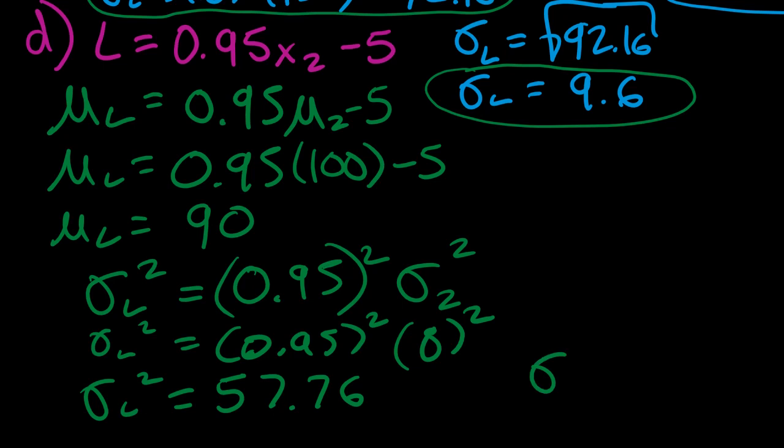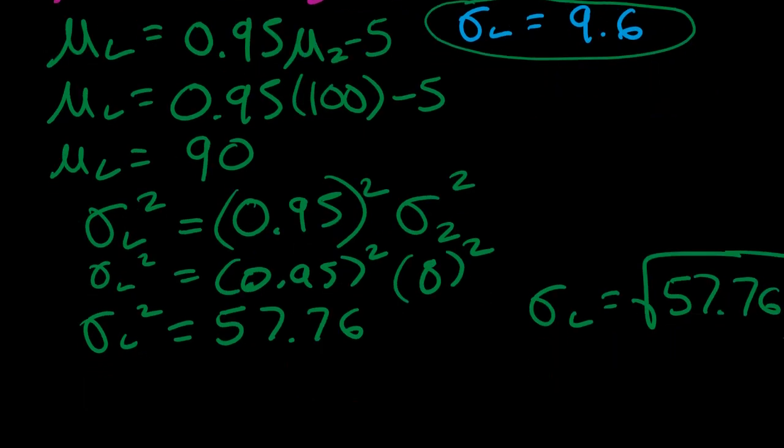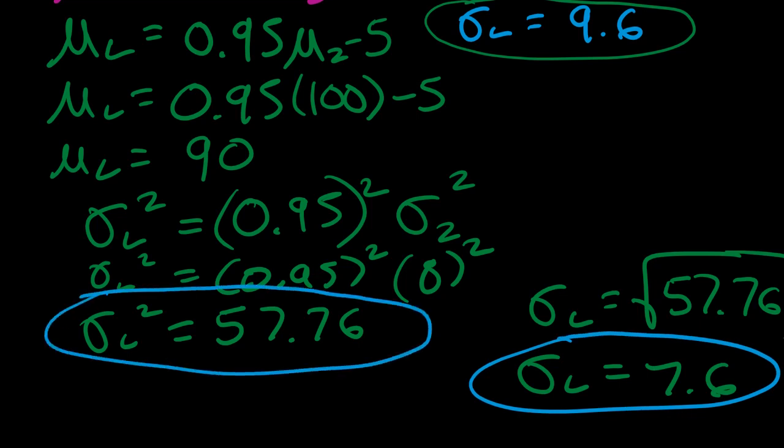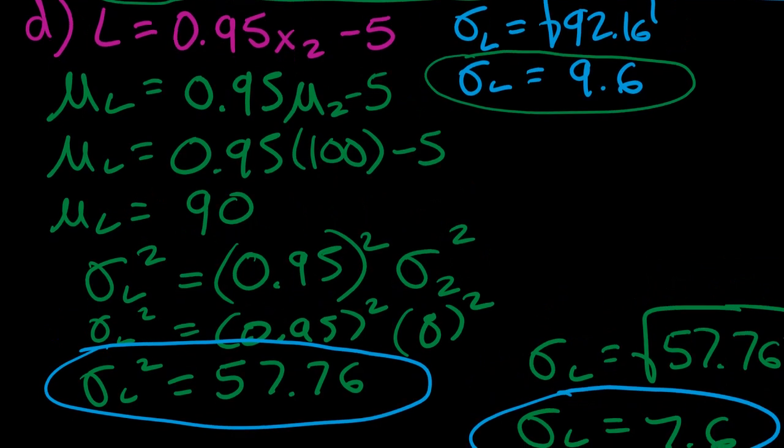So now to find the standard deviation of L, take the square root of 57.76. Okay, so the standard deviation of L is 7.6. Standard deviation is 7.6. The variance is 57.76, and the mean is 90.